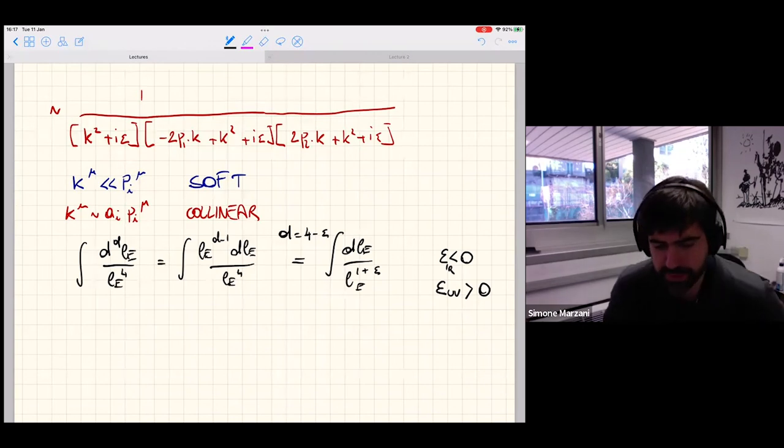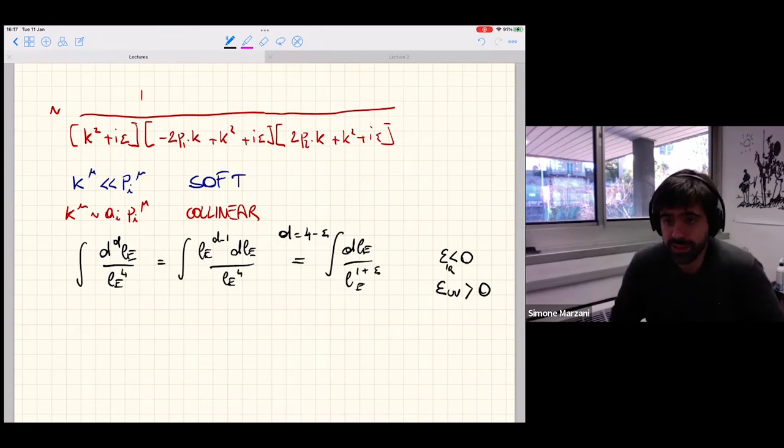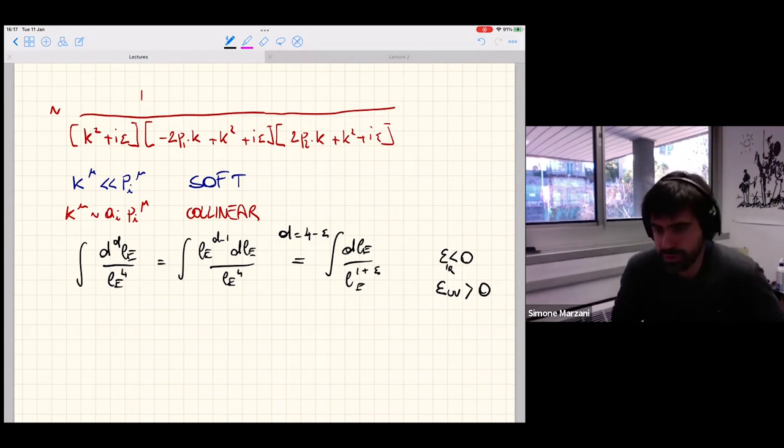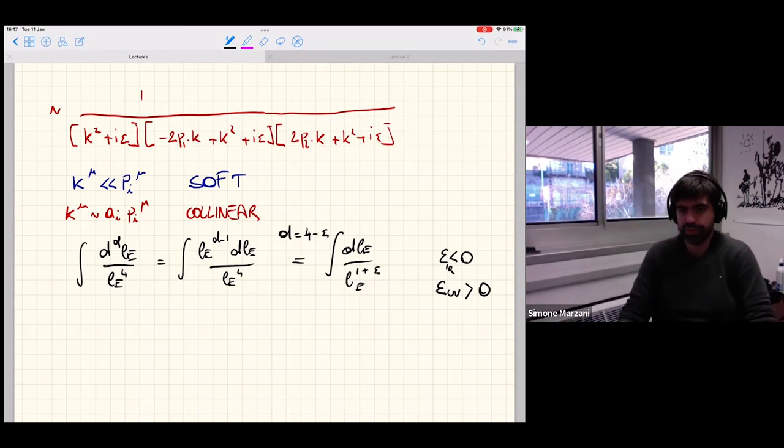The same happens for the integral that we are performing now. This loop integral is divergent in the ultraviolet, but that divergence is canceled by a singularity in epsilon in the infrared. And so at the end of the day, the integral we are calculating has no ultraviolet singularities, although it still has infrared singularities. Okay?